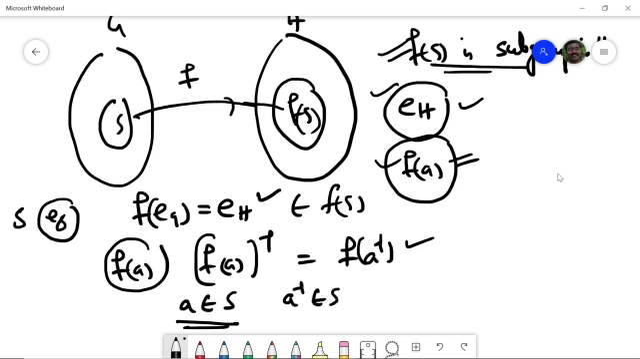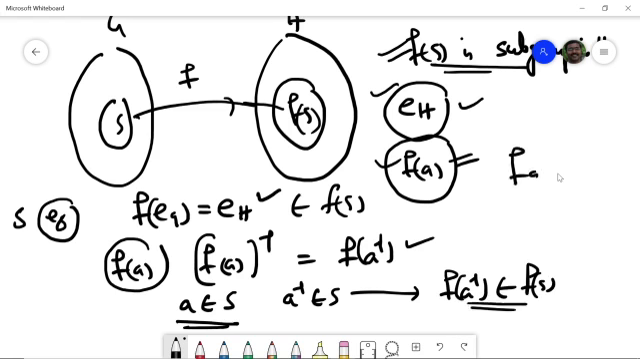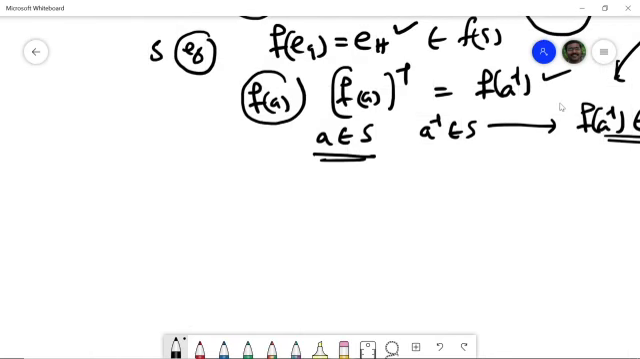Okay, so from this what can you get? That means f of a inverse is there in f of S. Okay, now what does this mean? So when I take an element, its inverse also will be lying in that set. I took an element in f of S, and now we have demonstrated that its inverse is also lying in f of S. So f of S contains the identity element and also the inverse of each and every element. So what does that mean? That means f of S is a subgroup. So that is, homomorphism also preserves subgroups.